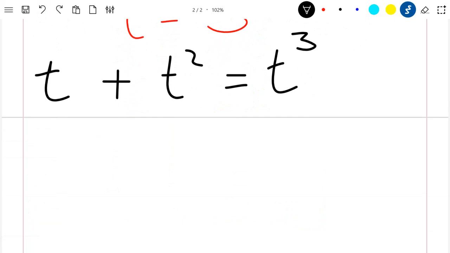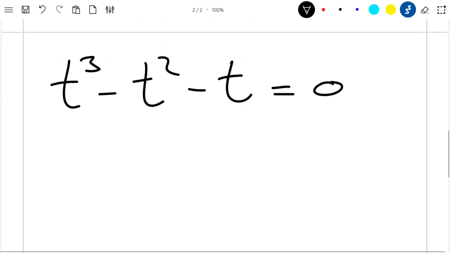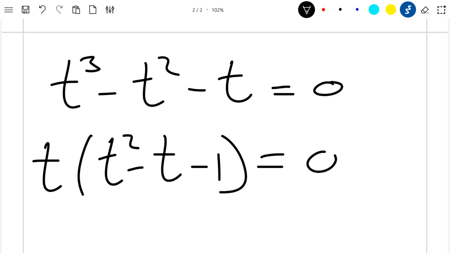I can rewrite my equation as t^3 - t^2 - t = 0. Now you can see that I have t everywhere, so the first thing to do is to pull t outside, to get t times (t^2 - t - 1) equal to 0.